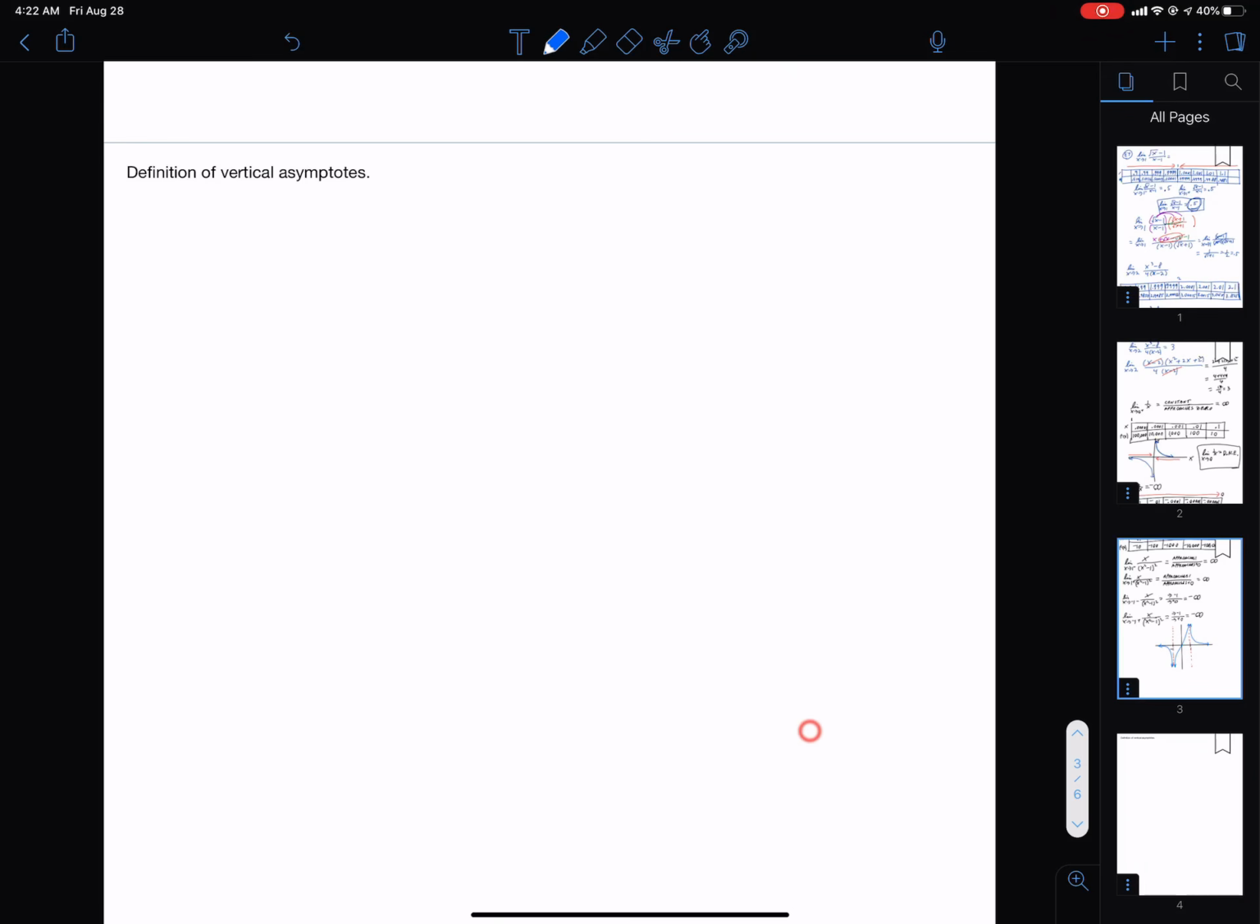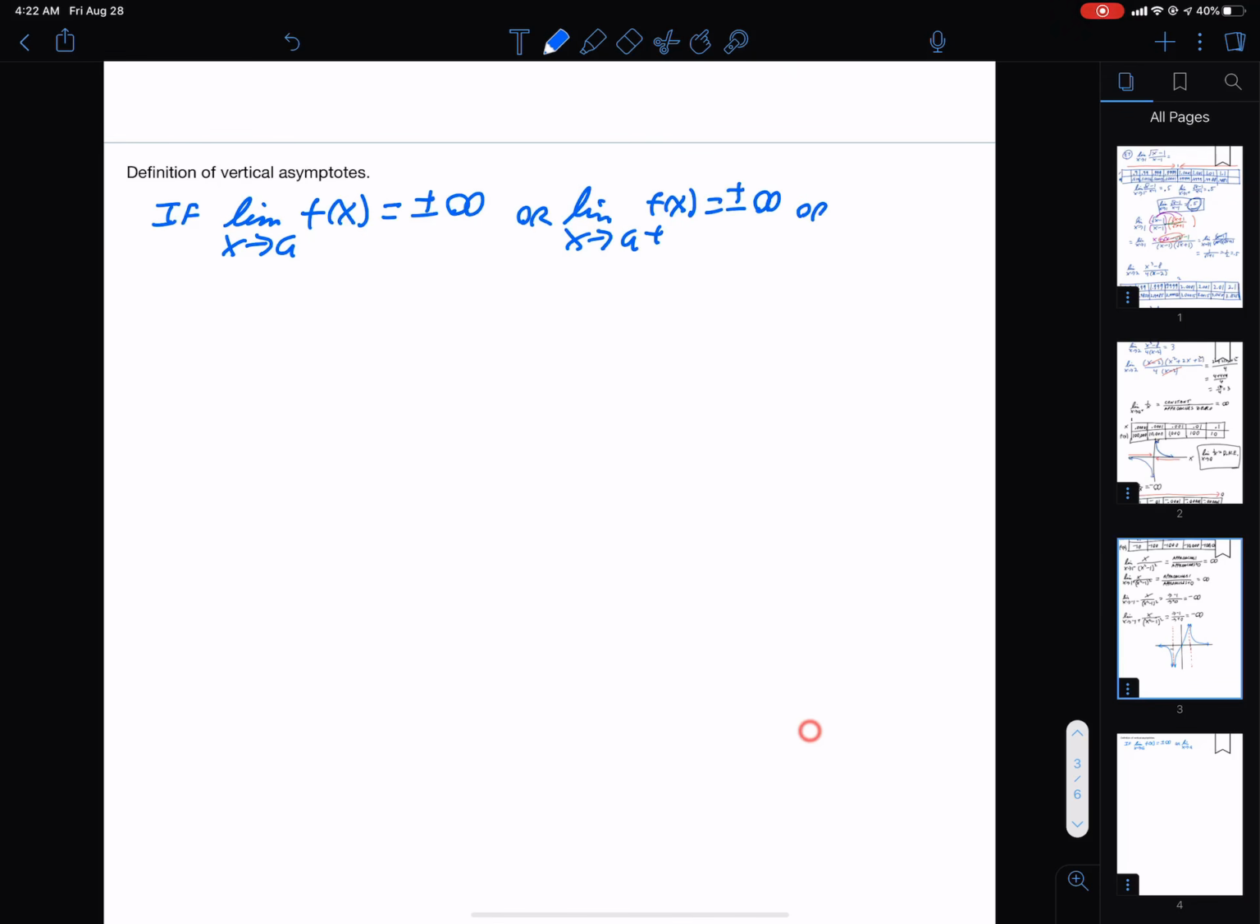If the limit as x approaches a of f of x equals plus or minus infinity, or the limit as x approaches a from the right of f of x equals plus or minus infinity, or the limit as x approaches a from the left of f of x equals plus or minus infinity, then the line x equals a is called a vertical asymptote.